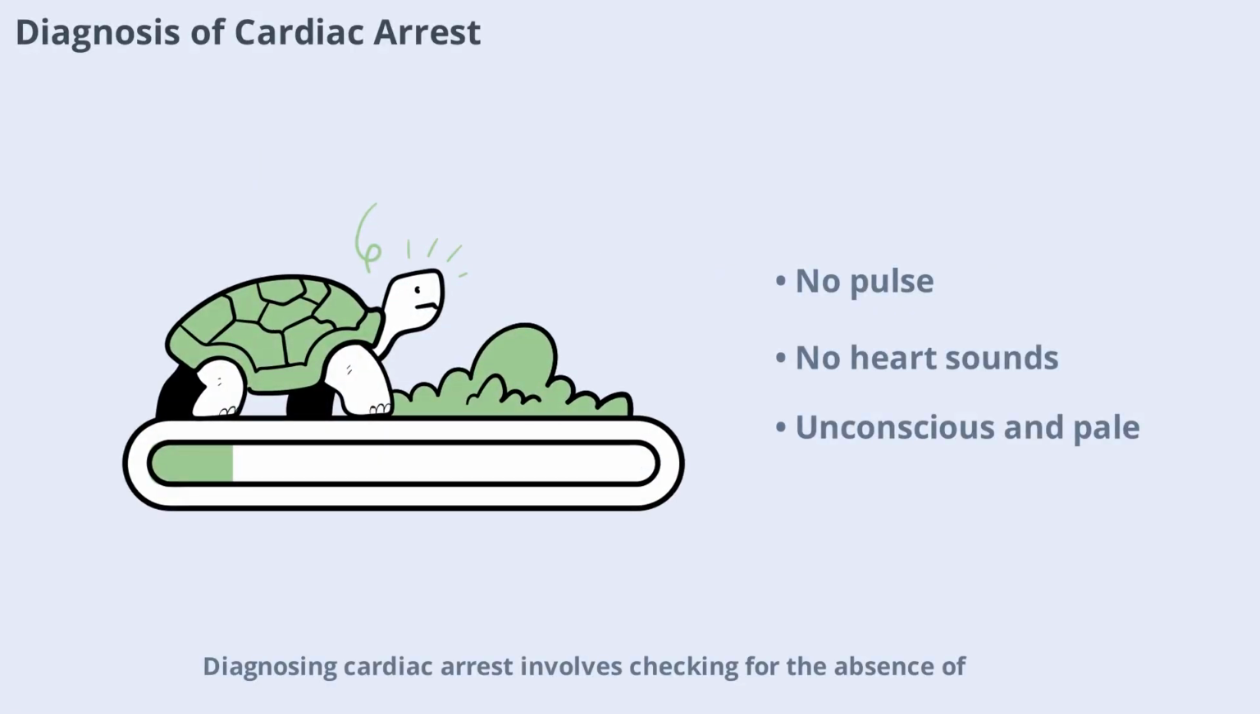Diagnosing cardiac arrest involves checking for the absence of pulse in major vessels like the carotid or femoral arteries. Auscultation of the heart reveals no heart sounds, and respiration ceases with no breath sounds. The skin may appear pale or cyanotic, and the person is usually unconscious, responding poorly or not at all to stimuli. Pupils may be dilated with a sluggish reaction to light. These signs indicate that immediate CPR is necessary. Recognizing these symptoms quickly is vital for initiating life-saving interventions.